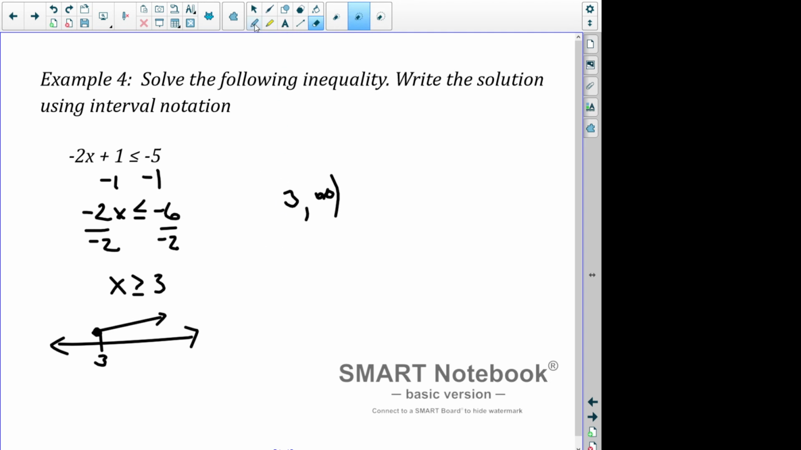That's not a very good square bracket, but you get the idea. All right. So in your assignment today, they're going to be asking you to move back and forth between set builder notation, inequality notation, and interval notation. But again, our focus is to really understand and become fluent in using this interval notation.